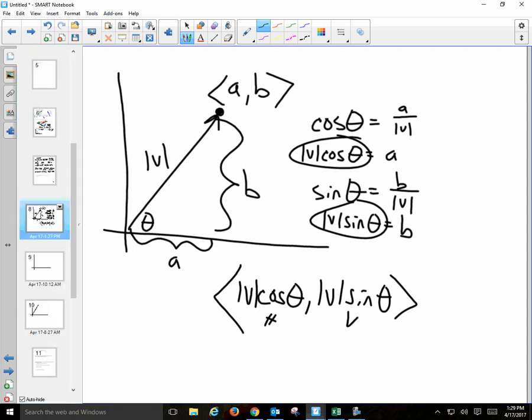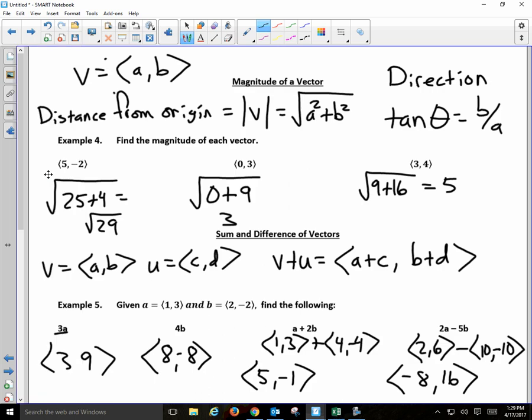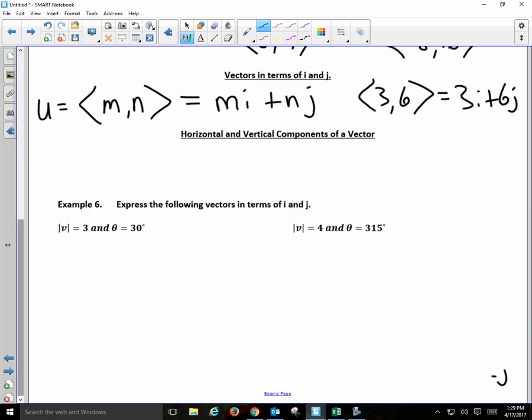So we'll write that down back in our notes. We have horizontal and vertical components. The horizontal component is the magnitude of v times the cosine of theta, and the vertical component is the magnitude of v times the sine of theta. Pretty straightforward, right? Yep.